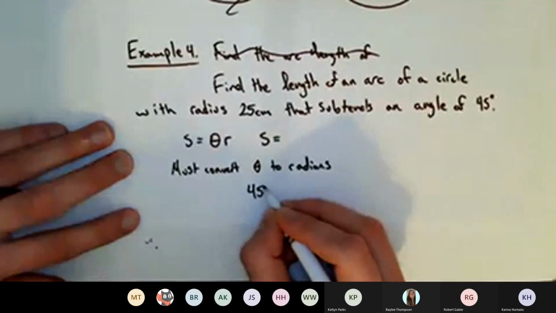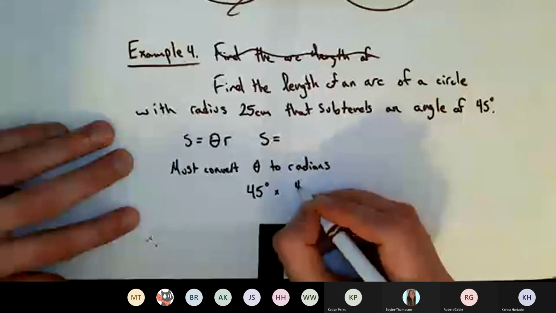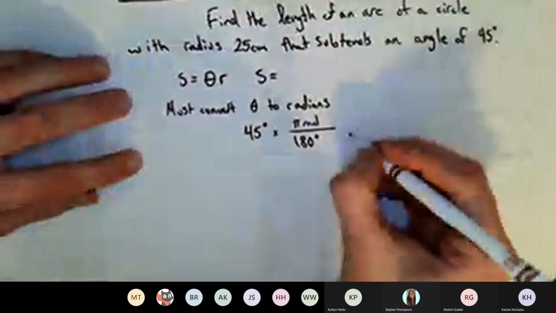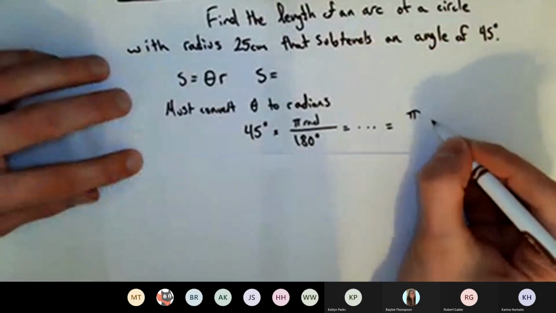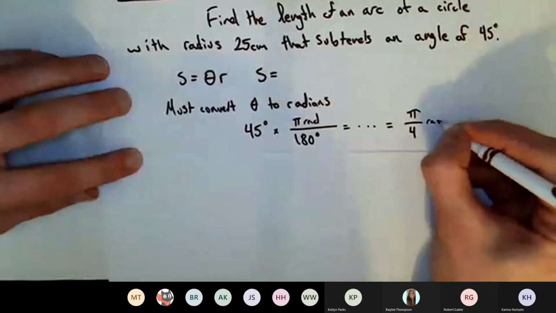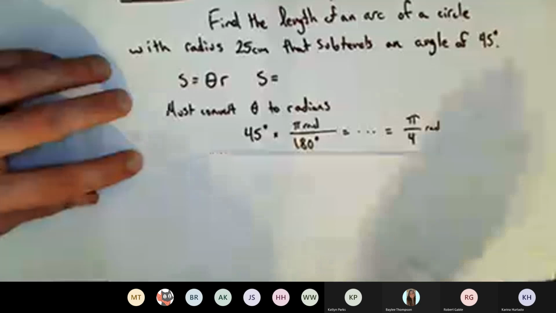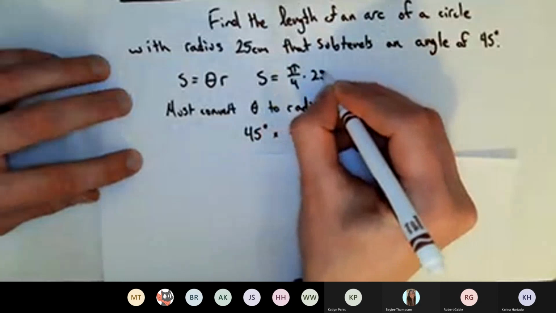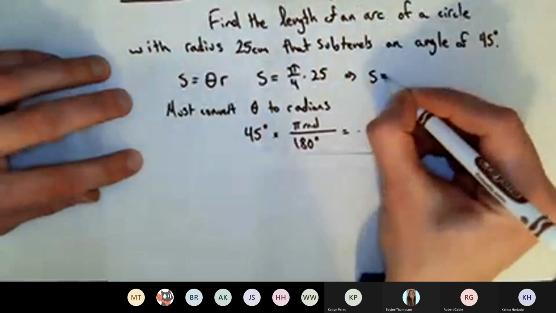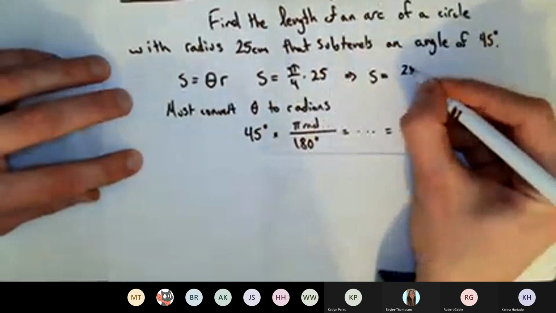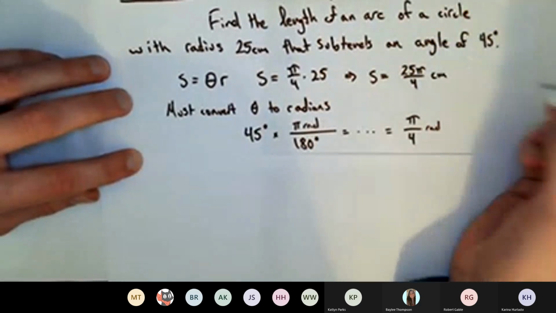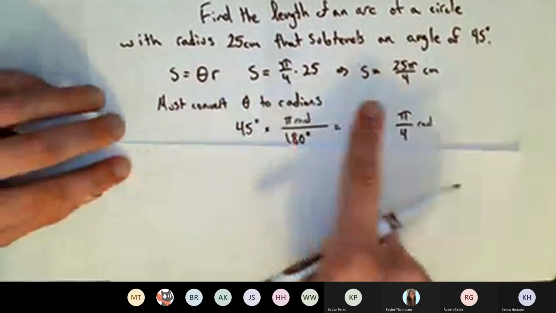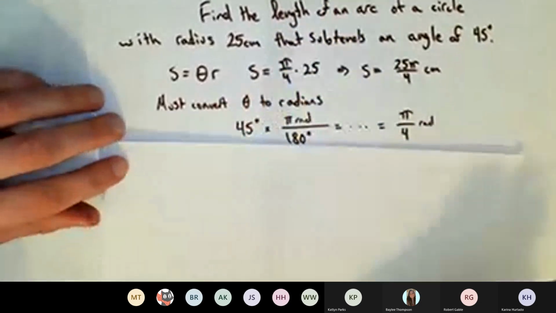So 45 degrees times pi radians over 180 degrees, just mimicking what I did earlier with that conversion rate. I'm going to skip ahead and say that that is equal to pi over 4 radians. I'll let you figure out the fraction stuff in between. So S is equal to theta, which is now pi over 4, times the radius. Any simplification here? No. So I'll just say 25 pi over 4. Oh, by the way, centimeters is the unit. Okay. So hopefully that's straightforward. As long as you remember to convert your angle to radians, the formula is not too complicated.